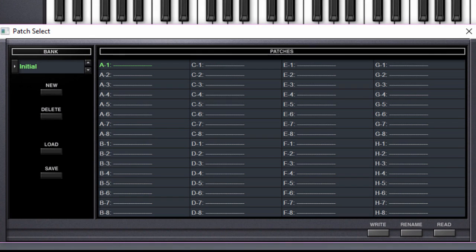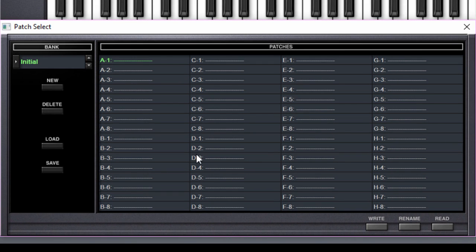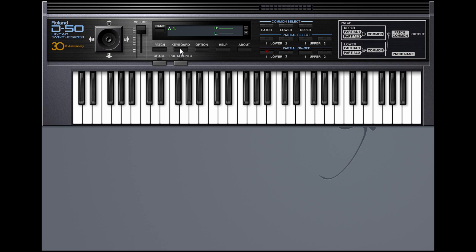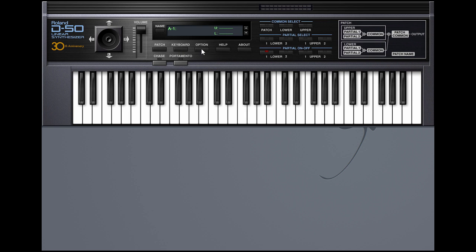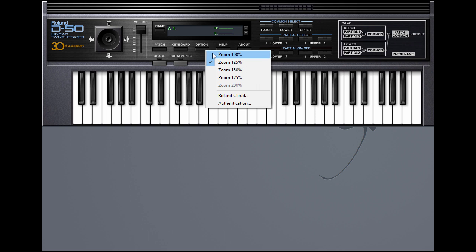Down below we have our patch manager. We can create or delete banks, or import or export banks. We can also manage the patches, called memories. We can write, rename or read using the options down below. We can also hide or show our keyboard. You can also zoom your VST by going to the options. So here we have various zoom levels.